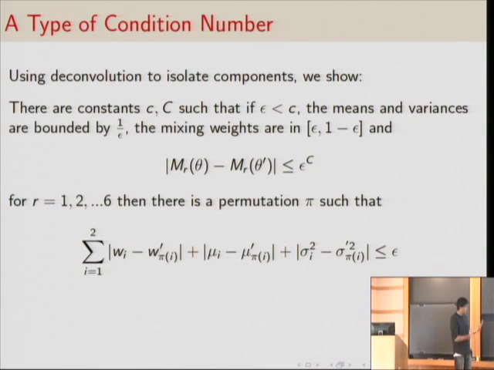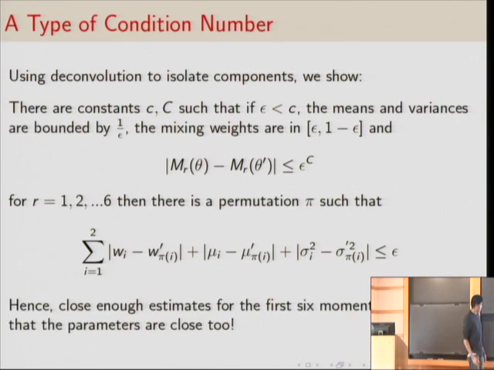So the core of what we need to prove in one dimension is this stronger statement that not only 6 moments suffice, but that they robustly suffice, as it were. So hence, if we want to learn parameters that are close to the truth, the problem really is, how do we find estimates whose moments are sufficiently close to the true moments?